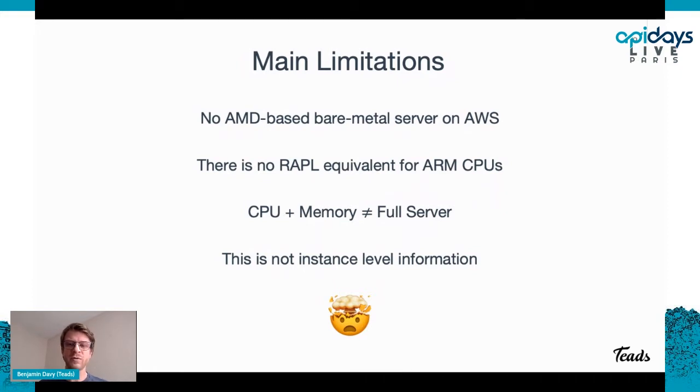First, we couldn't do this for instances using AMD CPUs as there was no bare metal machines available. And also, this power consumption feature doesn't have an equivalent on ARM CPUs, so we can't test Graviton-based machines as well. Another limitation is that doing this, we are only measuring part of the server, the CPU and the memory. And finally, this is a bare metal measurement, and like many AWS customers, we don't use bare metal machines at Teads. So this was not directly usable.